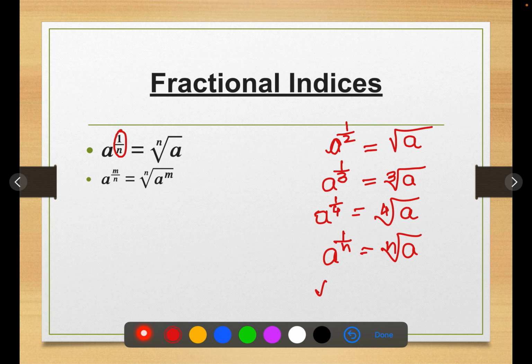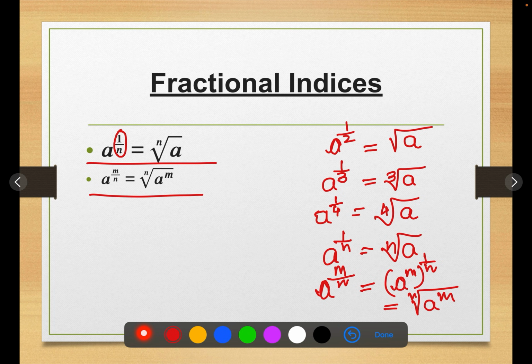Similarly, if you have a to the power m upon n, I can write this as a to the power m into 1 upon n. So, this will be the nth root of a to the power m. I hope it is clear.